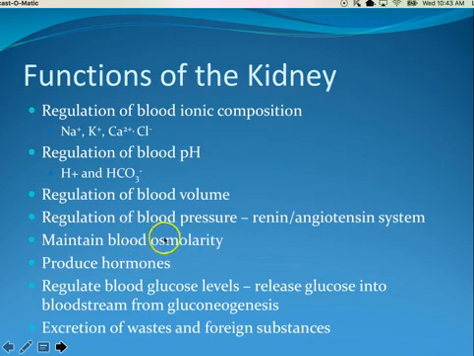It helps maintain blood osmolarity levels, so that is the osmotic concentration of the blood. So basically, you kind of think of it as how concentrated or how dilute your blood is. The kidneys will produce different hormones. It'll also help regulate blood glucose levels, as well as release glucose into the bloodstream from gluconeogenesis, as well as reabsorb glucose that might otherwise be filtered in the urine. And then obviously it helps excrete wastes and other foreign substances. So foreign substances being something like some drugs that you're taking, and not necessarily the illicit kind, but obviously that's what shows up in urine tests and stuff like that.